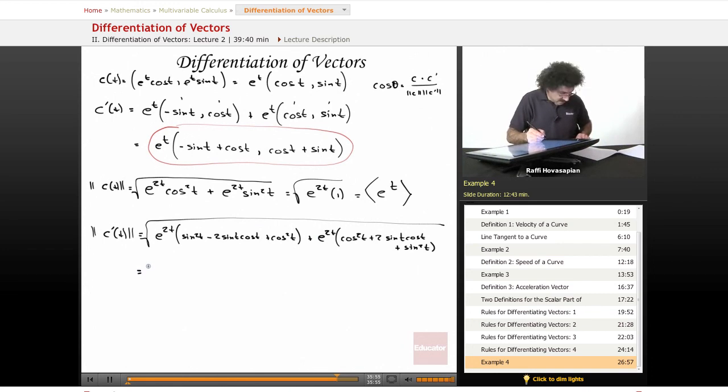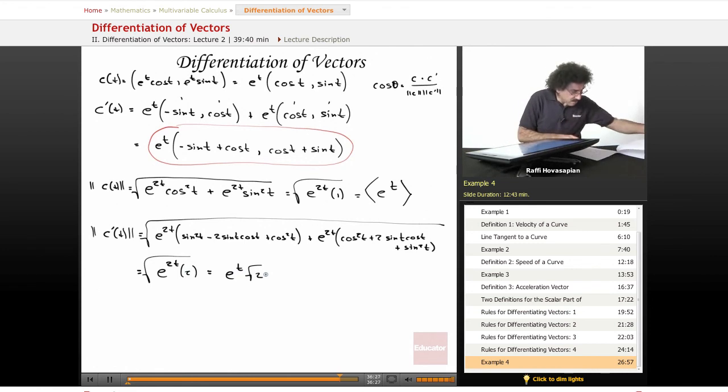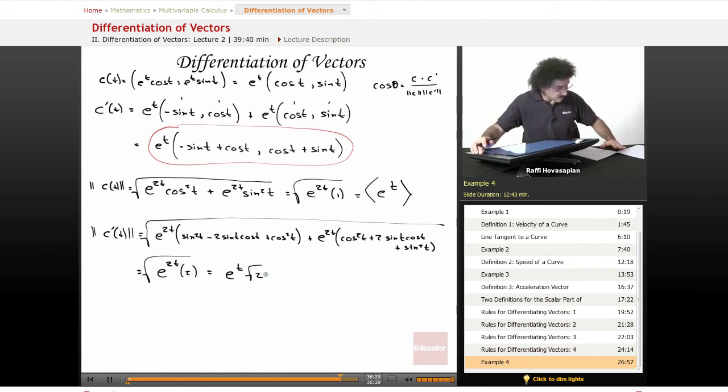We end up with sine squared plus cosine squared is 1. Cosine squared plus sine squared is 1. Minus 2 sine t cosine t plus 2 sine t cosine t. Those cancel. You end up with the following. You end up with e to the 2t times 2 under the radical, and you end up with e to the t radical 2. Okay, so we're almost there. So we have all the components that we need except just one more. Now let's go ahead and move to the next page.